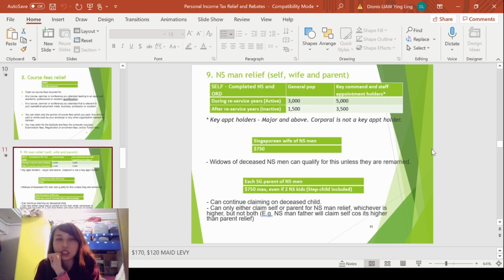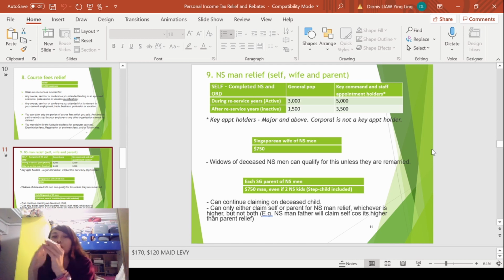Okay, next we move on to the NS-Man relief. So there are 3 types of NS-Man relief. It's for self, wife, or parent. So for self, it will be after the person has actually completed NS and ORD, then you can start claiming yourself NS-Man relief. During the years of reservice, you will be counted as active. So active, you can claim the $3,000. But if you are those like key appointment holders, you can claim up to $5,000.